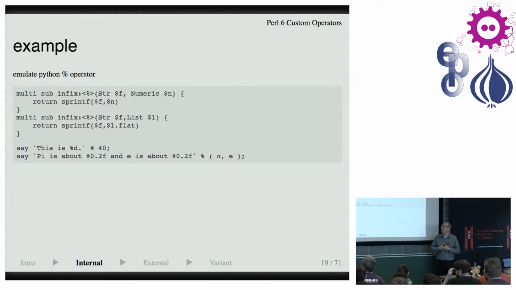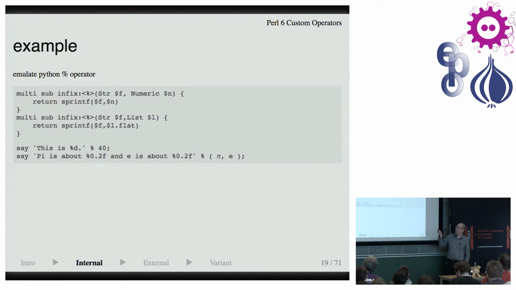Okay, here's an example. Python has this really nice operator, actually. It's called the % operator. There are 2 different ways to format strings in Python. One is with format, and one is with %. The percent one is very nice. It takes a string, and then it takes either a number or a list, and it kind of works like sprintf.